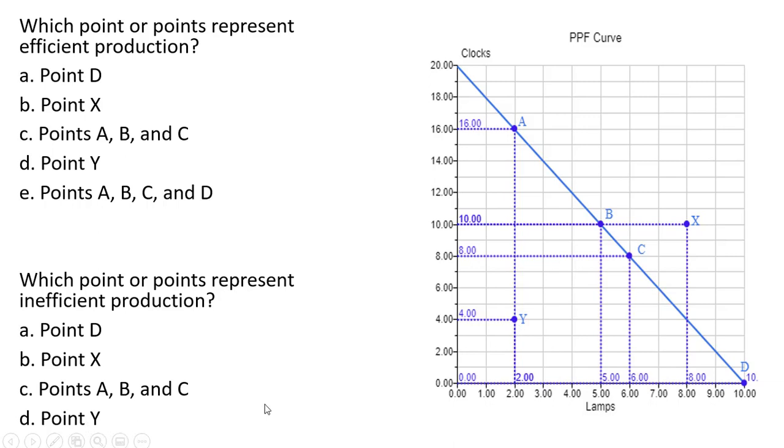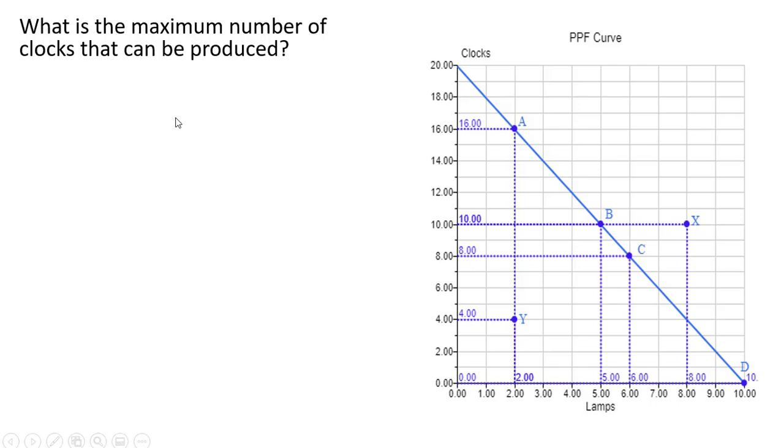What is the maximum number of clocks that can be produced? So looking here at the vertical axis where we're measuring clocks, and the most that we can produce here is this vertical intercept, or 20. So answer choice A is correct.